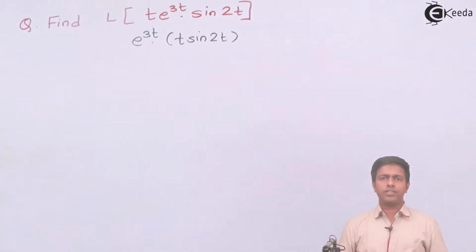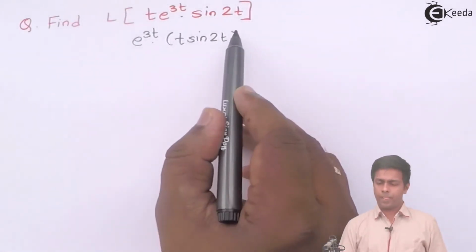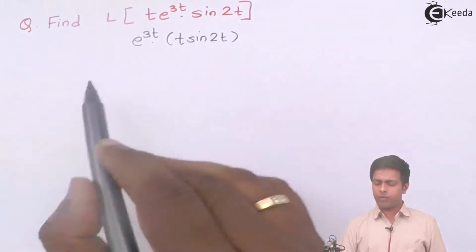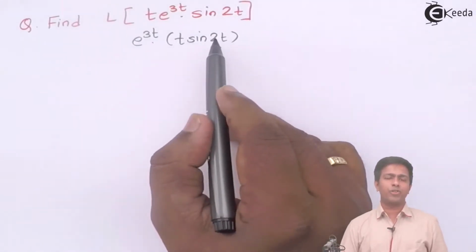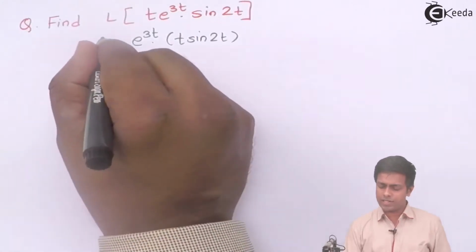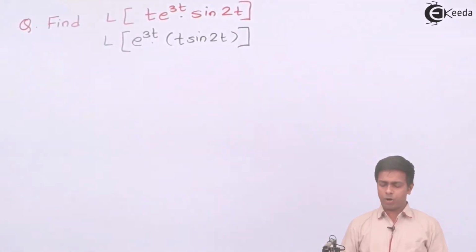So guys, what I'll do here is I'll use the second form. So I'll be using the first shifting property here and then I'll get the answer. But before that, I have to apply the multiplication by t property also. So what I'm doing here is I'm considering this problem like this. So let's compare this problem with the property.